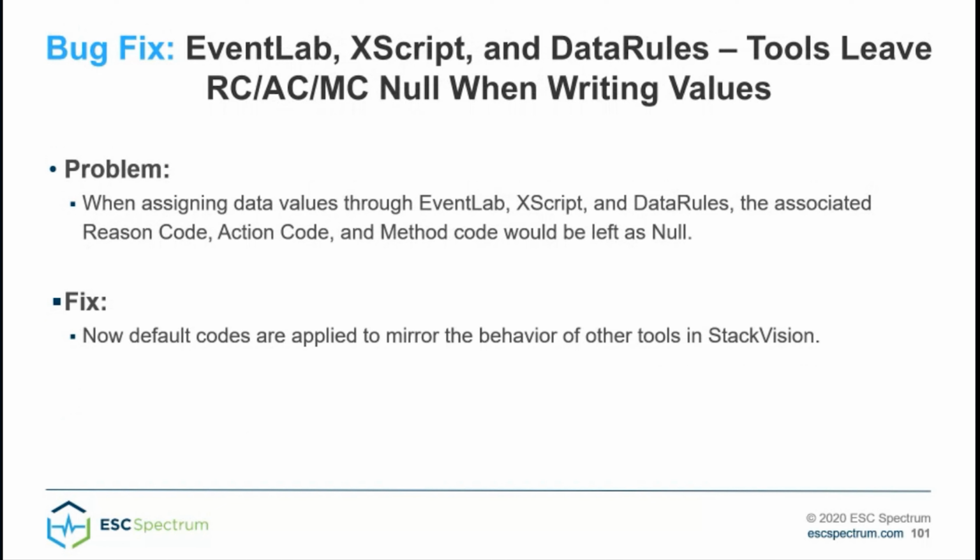We fixed, or I guess made changes to Event Lab, XScript, and data roles, so that when you're writing data values, default reason code, action code, and method code are now being set, whereas previously they would be left null. So you could use those tools to make changes to data, or in some cases just create data where there wasn't any before. However, reason code, action codes, and method codes would be left null, and those are actually necessary for certain reports to work.